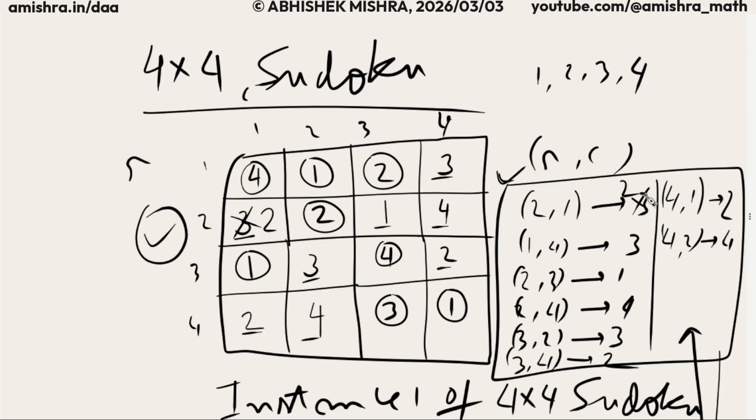So now this is not a valid solution, and we can easily verify. If we verify this square, 2 is repeated. If we verify this column, again 2 is repeated. If we verify this row, 2 is repeated. So we can easily verify that this is not a valid solution.